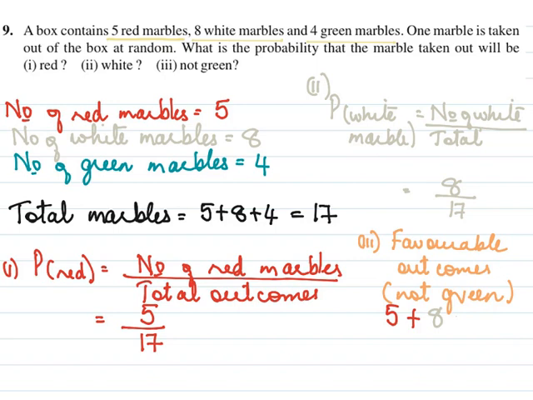And when we add these now, 8 plus 5, that would be 13. So the probability of not green will be, there are 13 marbles that are not green. So 13 over 17 marbles which are the total. So the probability of not green is 13 out of 17. So remember here we have taken the red and the white. We have not taken the green marbles because the question was not green.